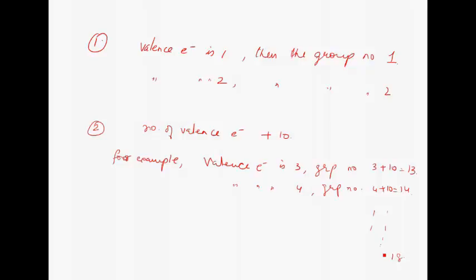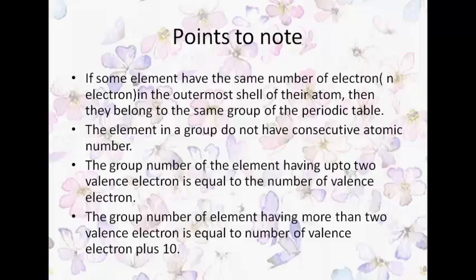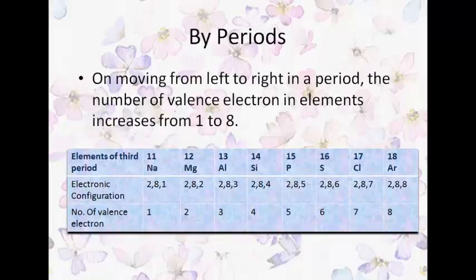So friends, this is how we have some very common and important points to note about the elements and their properties with respect to the group. Now friends, let's understand the properties of elements and the positioning of elements on the basis of their valence electrons with respect to periods. In the characteristics of period, we will discuss the variation of some important properties. But now let's understand the property of valence electron with respect to the periods.